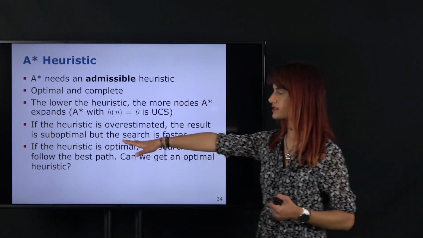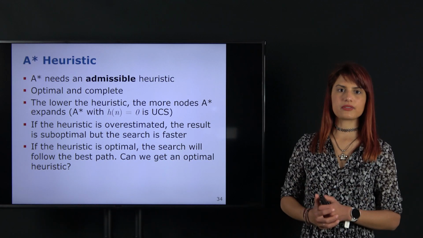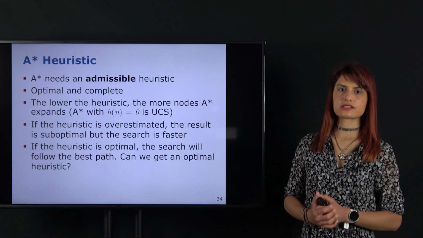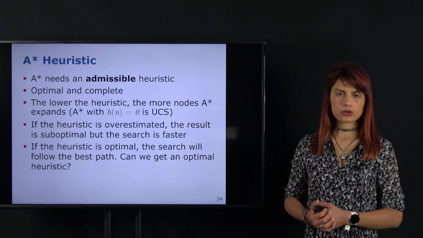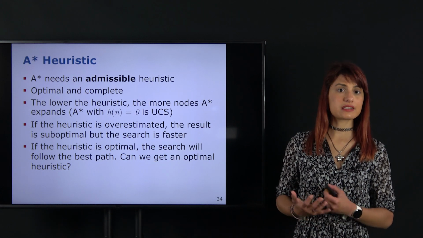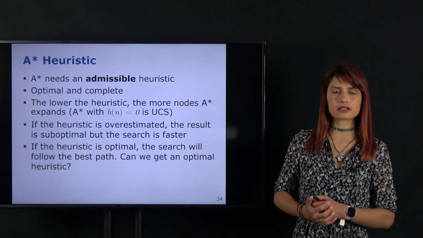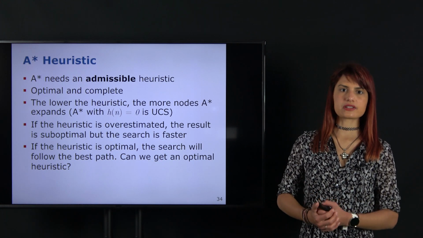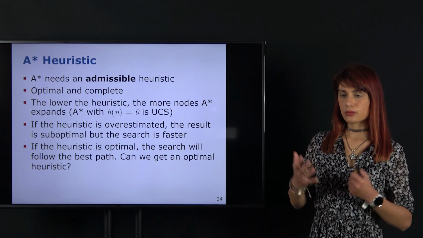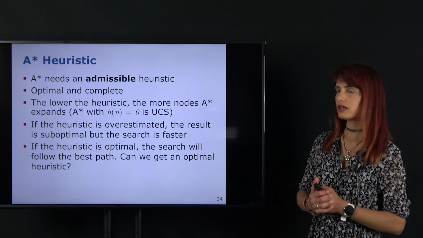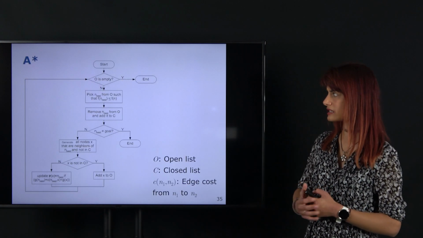We can also use overestimates of the heuristics. The search will be faster, but it is suboptimal. So a natural question that we asked ourselves then is, is there a way of getting the best possible or the optimal heuristic which reflects the true cost from a node to the goal? And this is a question that we can think about now and we come back to later on in this lecture.